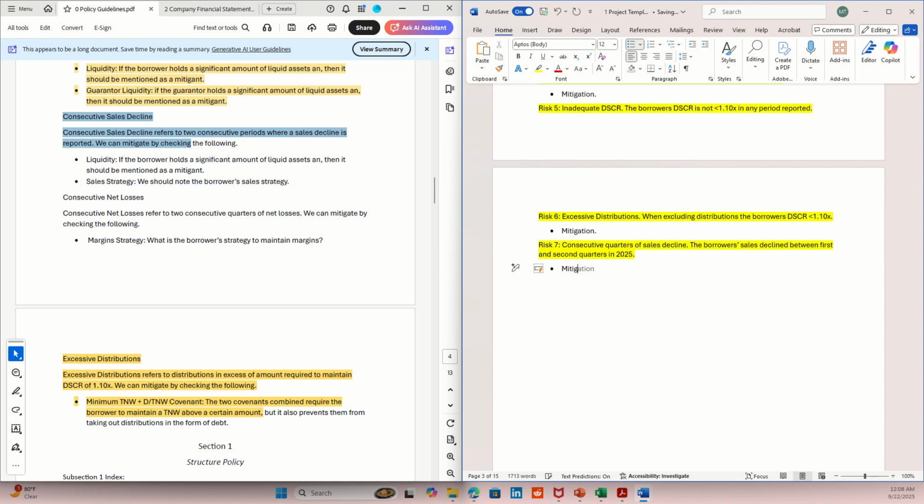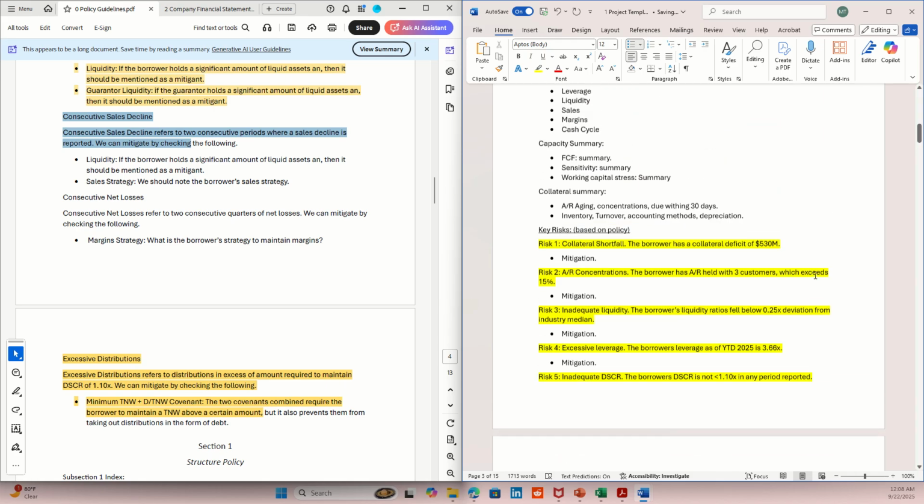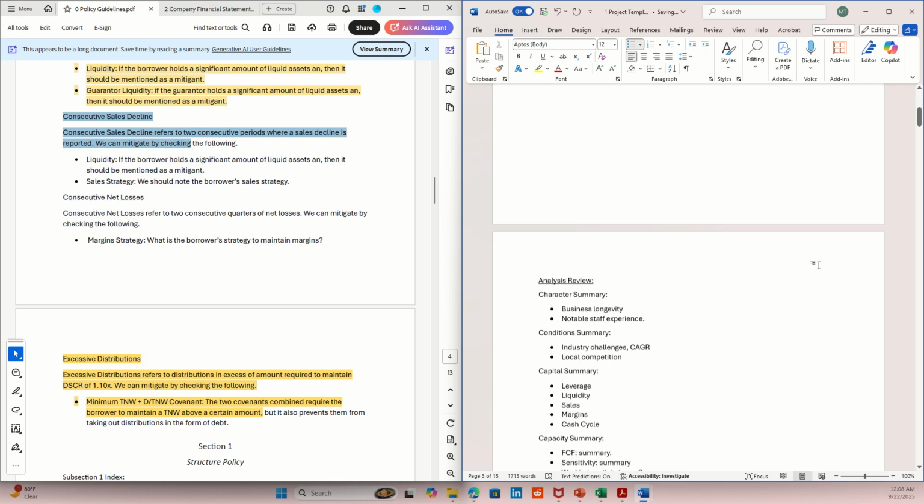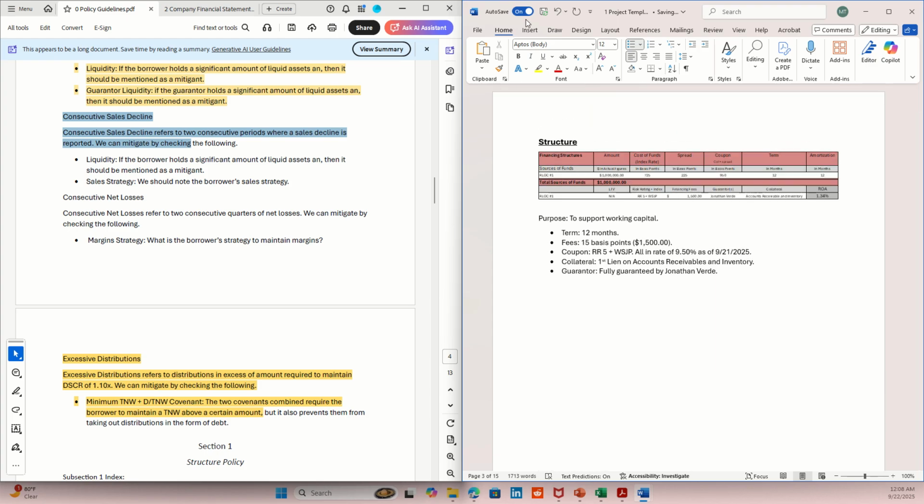Mitigation. Okay? We're not mitigating it yet, but we are going to mitigate all of these things. Okay? Okay. So this should sum up everything. This should get you a good idea of what to do on your homework.